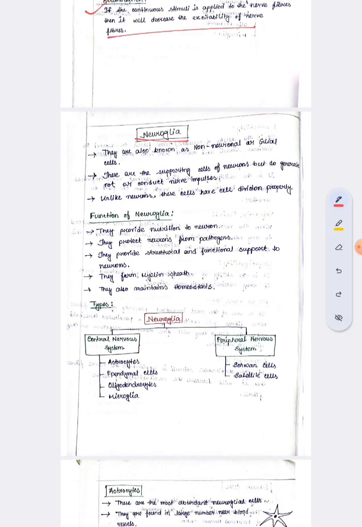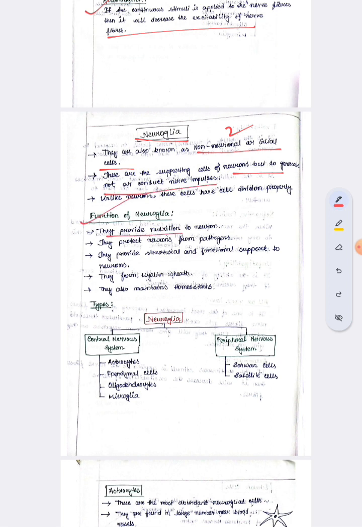Coming to the neuroglia, they can ask in 2 marks. They are also known as non-neuronal or glial cells. These are the supporting cells of neurons but do not generate or conduct nerve impulses. Function, what is the function?